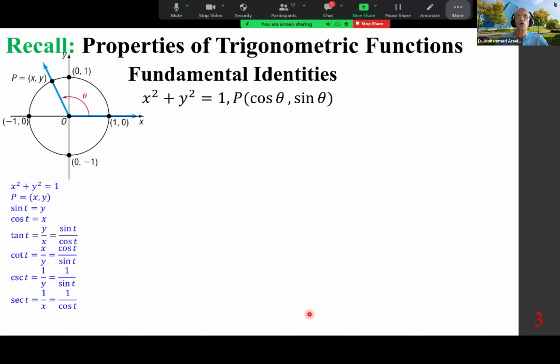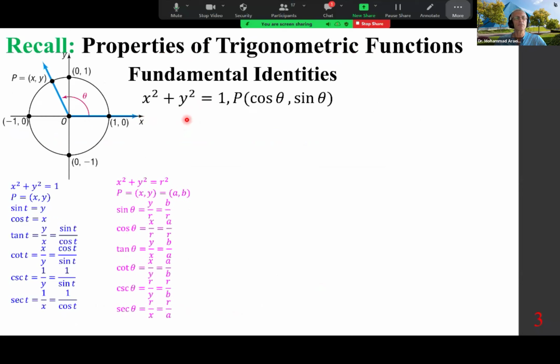So we have seen properties of trig functions, starting with the unit circle, x squared plus y squared equals 1. And then a general circle, x squared plus y squared equals r squared. For example, in the case of a unit circle, sine t is y. In this case, sine t or theta is y over r, because in this case, r is 1.